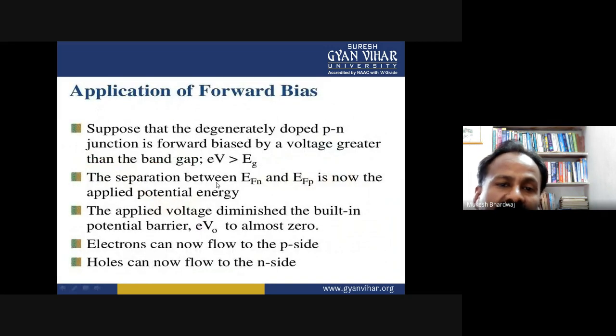Application of forward bias. Suppose that the degenerately doped PN junction is forward biased by the voltage generator, then the band gap EV is greater than EG. The separation between EFN and EFP is now the applied potential energy. The applied voltage diminishes the built-in potential barrier EV naught to almost zero. Electrons can now flow to the P side. Holes can now flow to the N side.